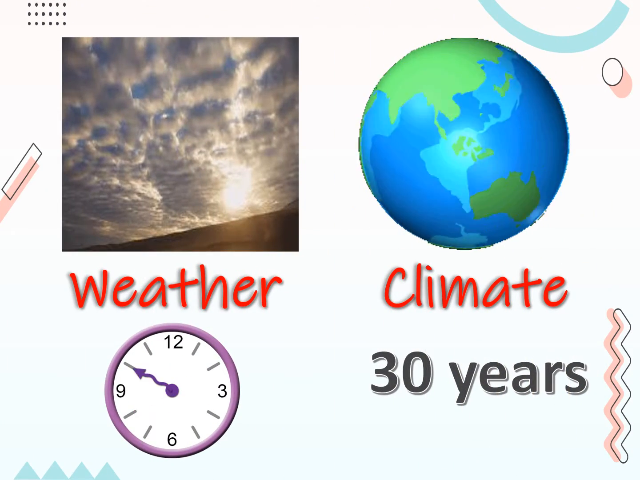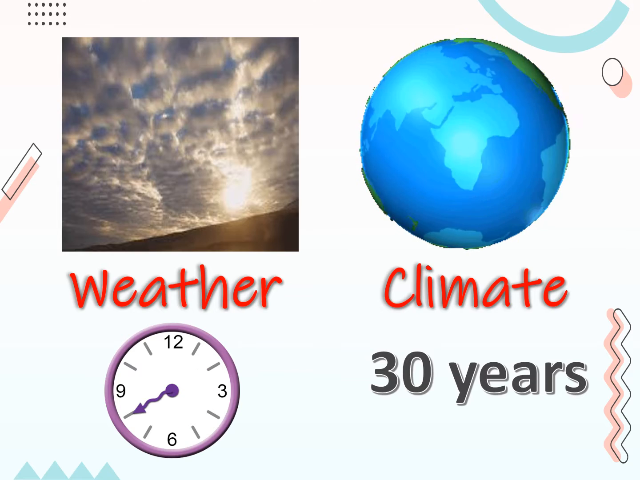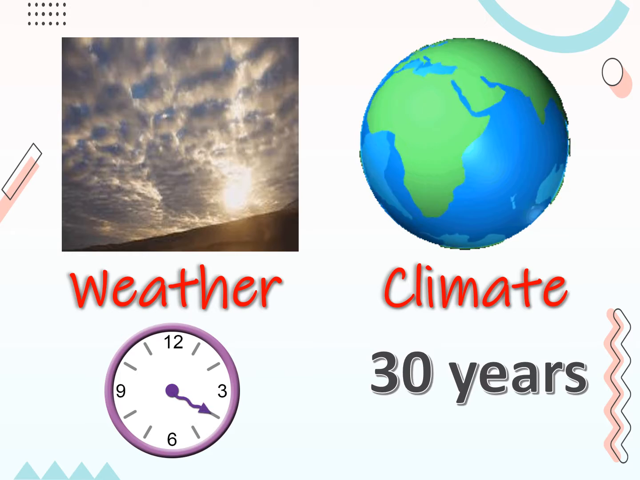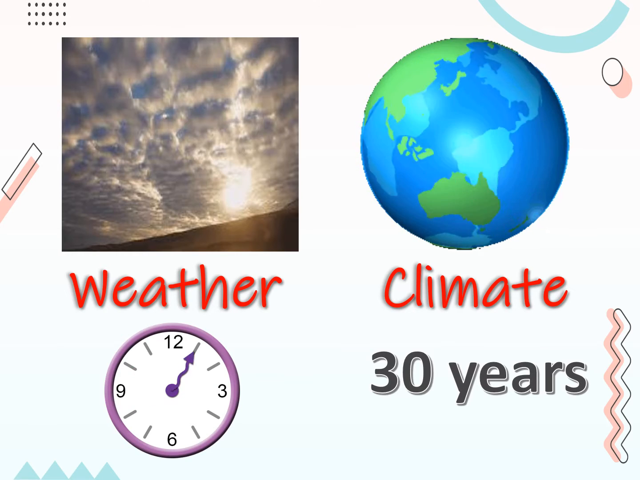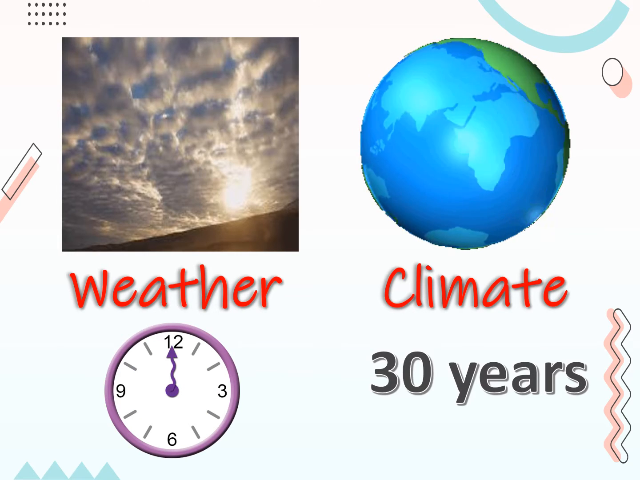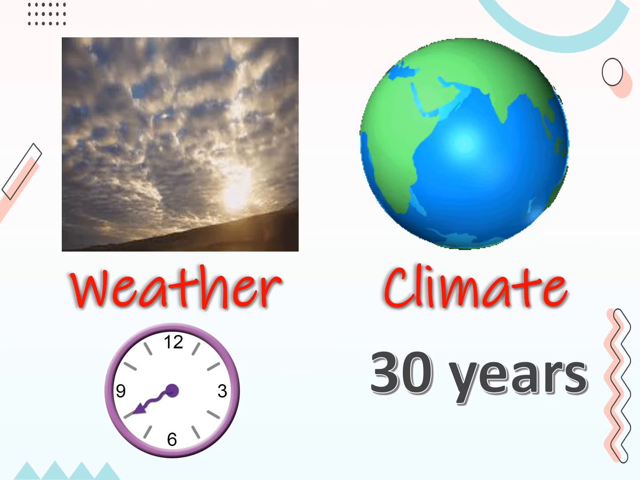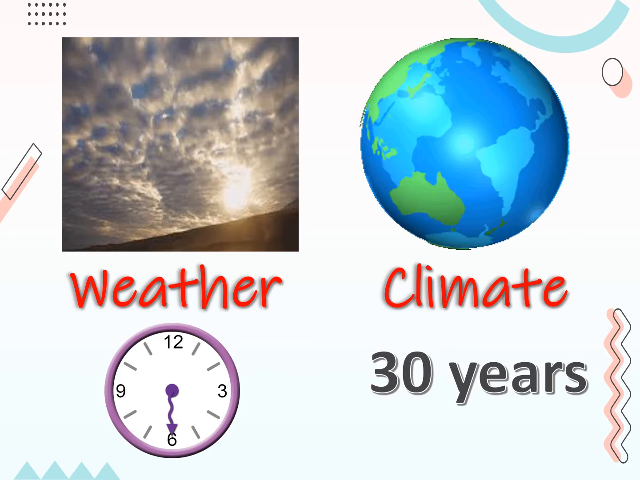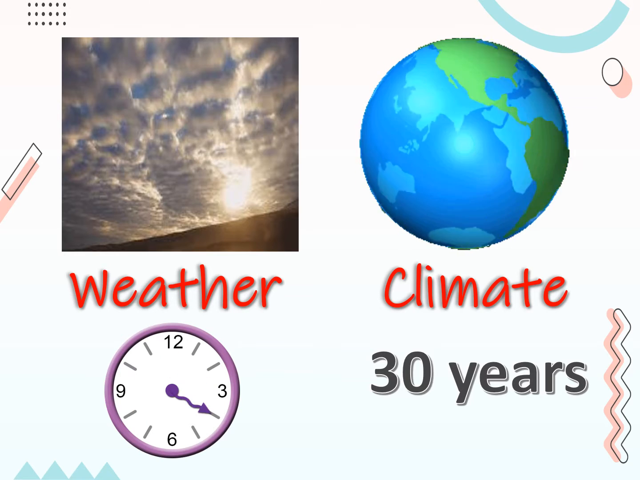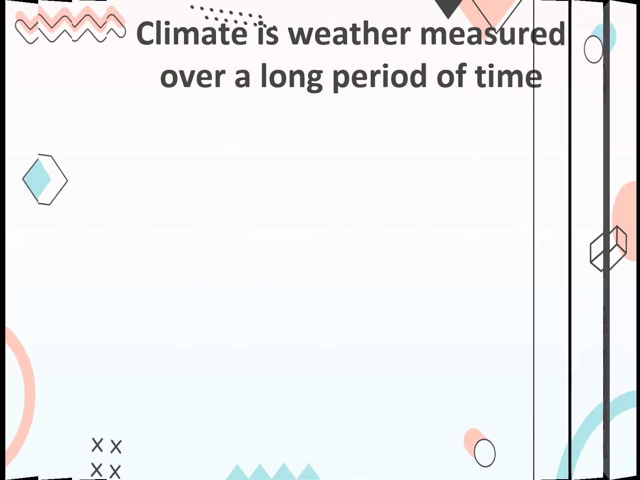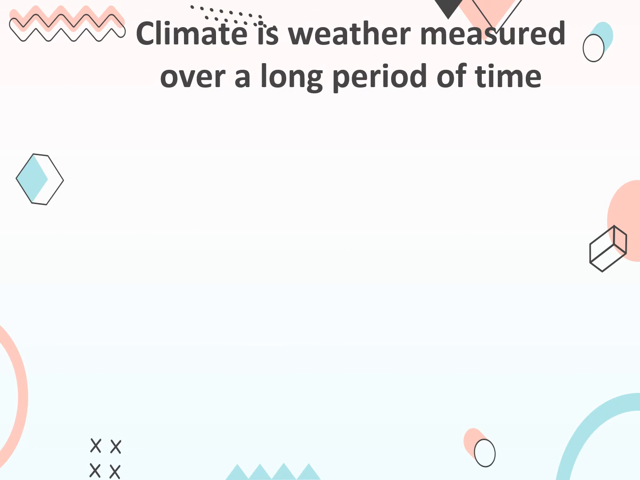So weather is day-to-day information of the changes in the atmospheric condition in any area. Climate is statistical weather information that provides information about the average weather condition of a particular place over a long period of time. So climate is weather measured over a long period of time.